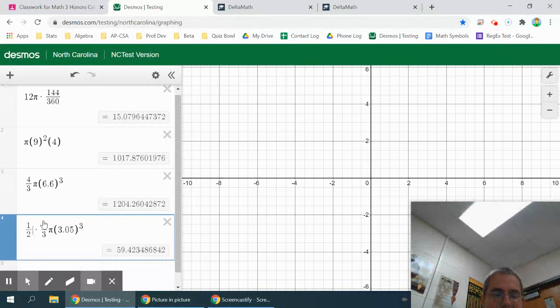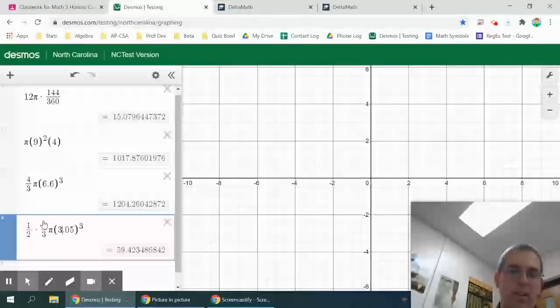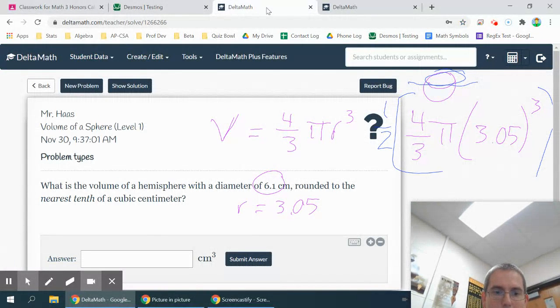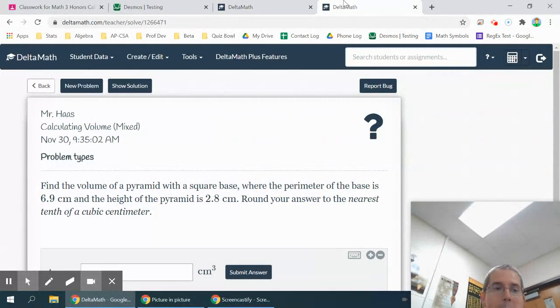Don't try to take some kind of shortcut thinking, oh, I'm going to take half the diameter, and don't try any shortcut. Just work it out the way we did, and you'll be good. And to the nearest tenth, that would be 59.4. So 59.4 is the best answer there.